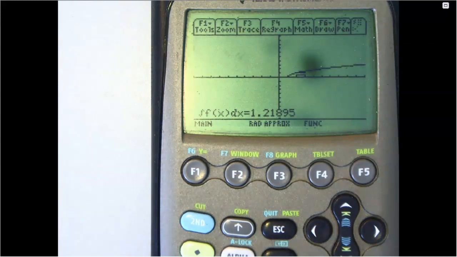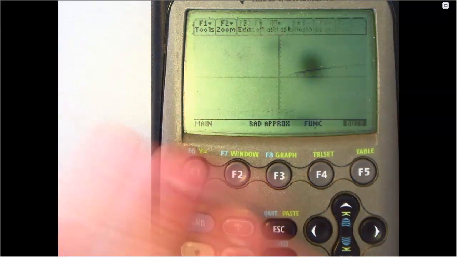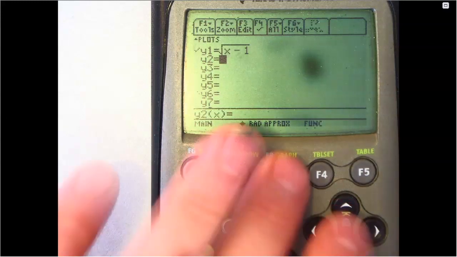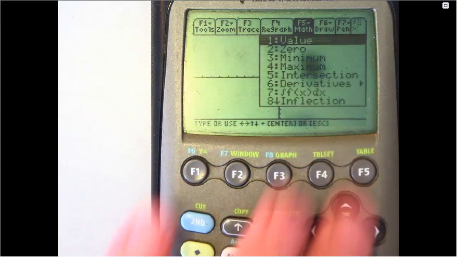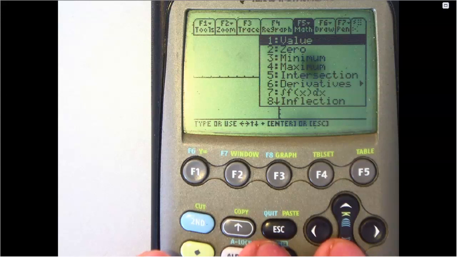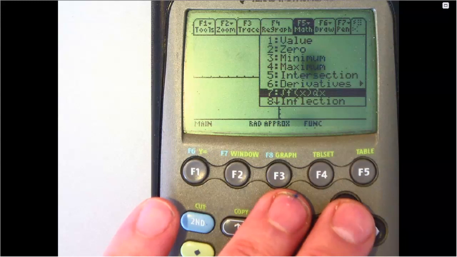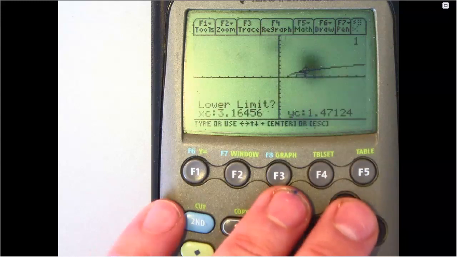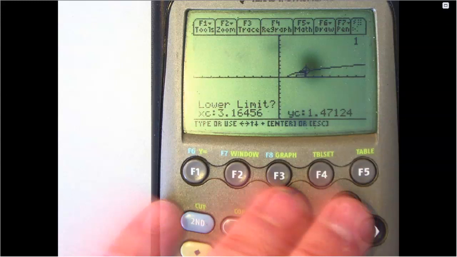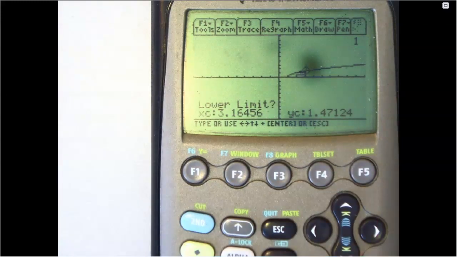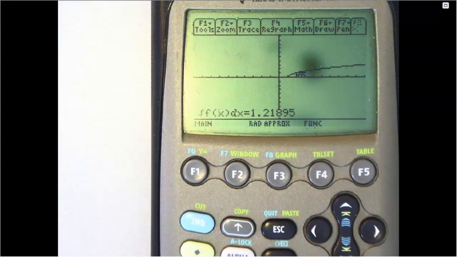So either way, did you get lost somewhere? Yeah, so you got the equation in? And then graph. And then F5. And then number 7 is integrate. So it got the integral symbol. Hit enter. And then we're going from 2 to 3, so the lower limit is 2. Hit enter. The upper limit is 3. Hit enter. Does that get you there? Yeah. Okay. Anybody else want me to go either of those two ways again?